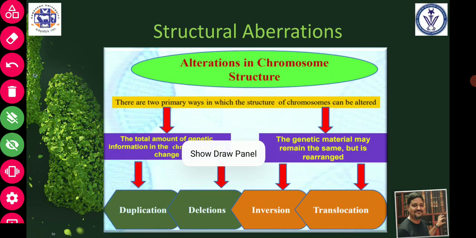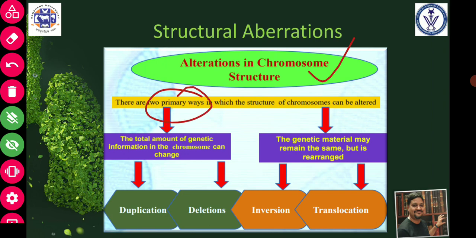So now you can see these structural changes. A structural aberration means alteration in chromosome structure, and there are two primary ways in which the structure of a chromosome can be altered. The first is that the total amount of genetic information of the chromosome can be changed, and in that, two aberrations come: the first one is duplication, another one is deletion. What duplication and deletion are, we will be discussing in the latter part of this lecture.